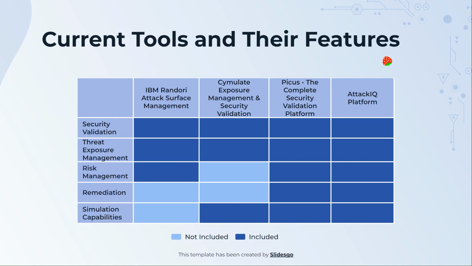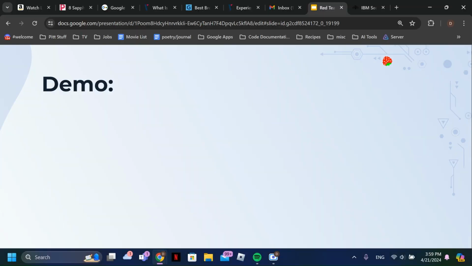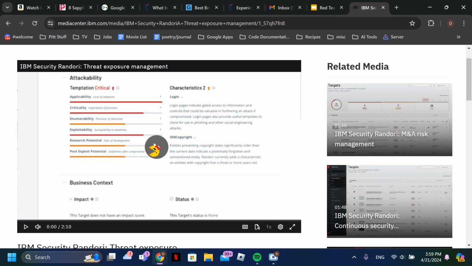PICUS is a complete security validation platform, and the Attack IQ platform have covered the most categories out of any of these tools, so I would recommend those the most. And then we are going to look at the IBM Security Randori demo because that's all I could find for free.